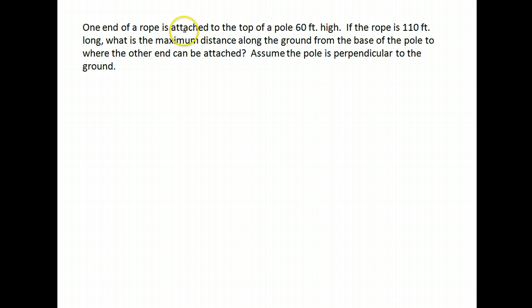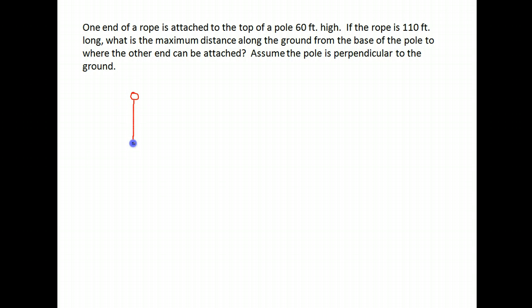All right, here's another application. One end of a rope is attached to the top of a pole 60 feet high. If the rope is 110 feet long, what's the maximum distance along the ground from the base of the pole to where the other end can be attached? Assume the pole is perpendicular to the ground.